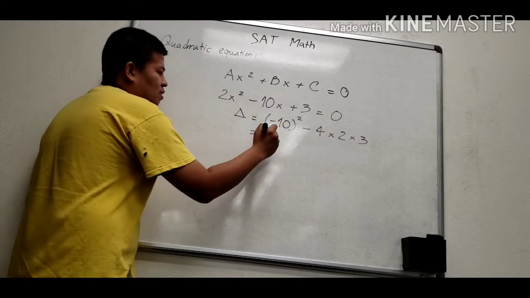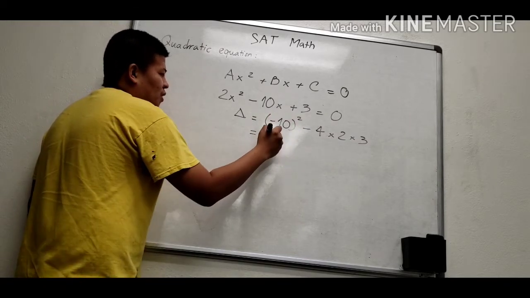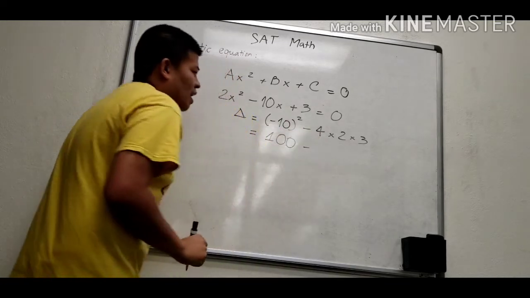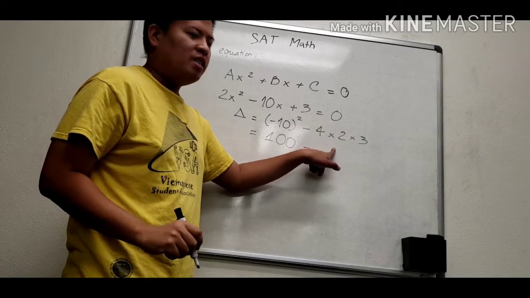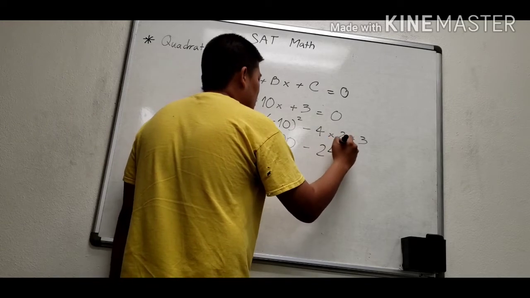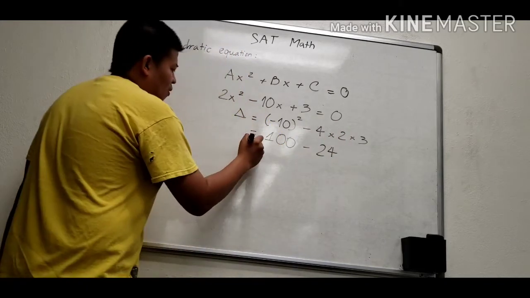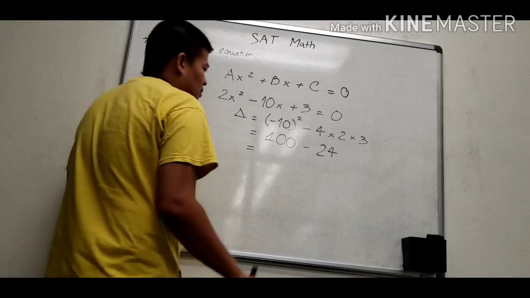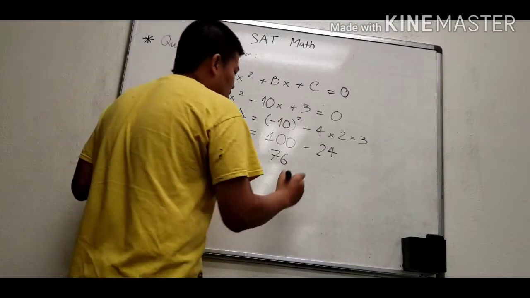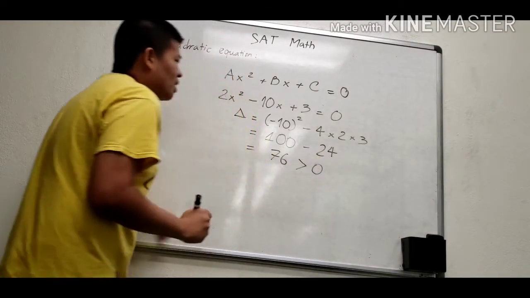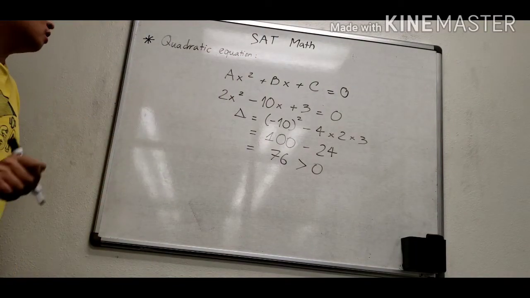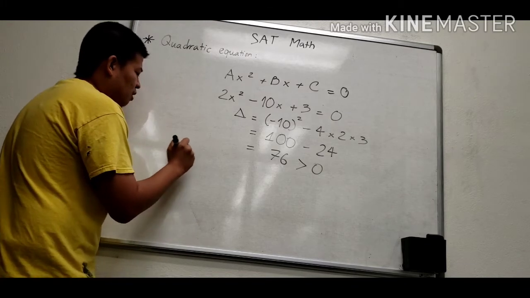In here we have minus 10 power 2, that will become 100. And we have 4 multiplied with 2 is 8. 8 multiplied with 3 is 24. So 100 minus 24 is 76. Because the number 76 is more than 0, we can conclude that this equation has 2 solutions. So the solution in here.